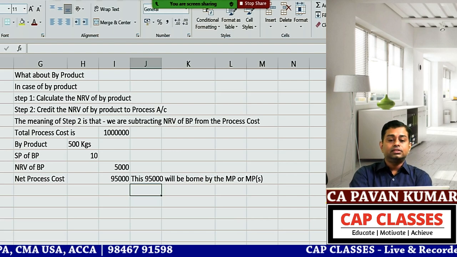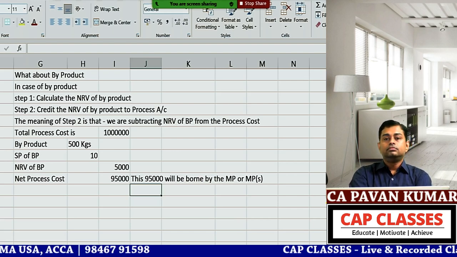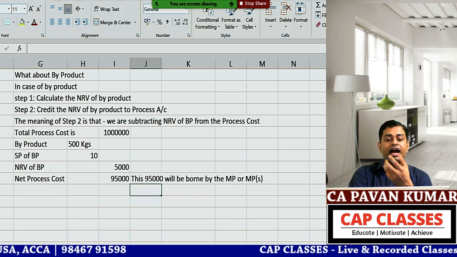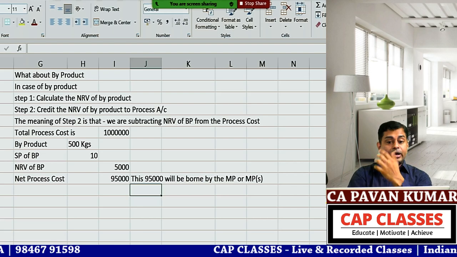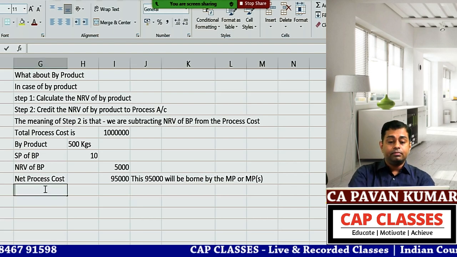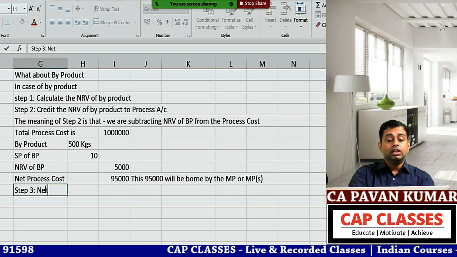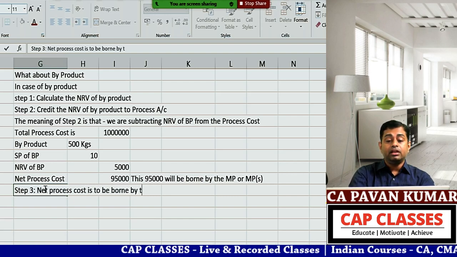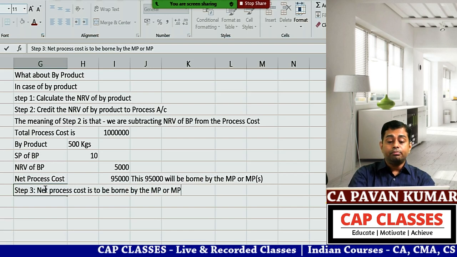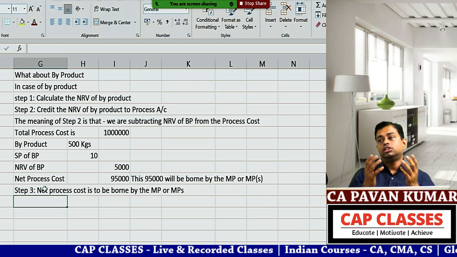Guys, you understand this? You understand byproduct? Step 1, calculate net realizable value of byproduct. Step 2, credit the NRV of byproduct to process account. Step 3, net process cost is to be borne by the main product or main products. That's all.